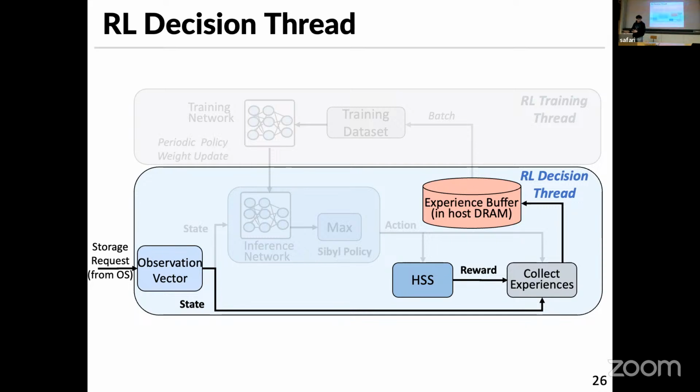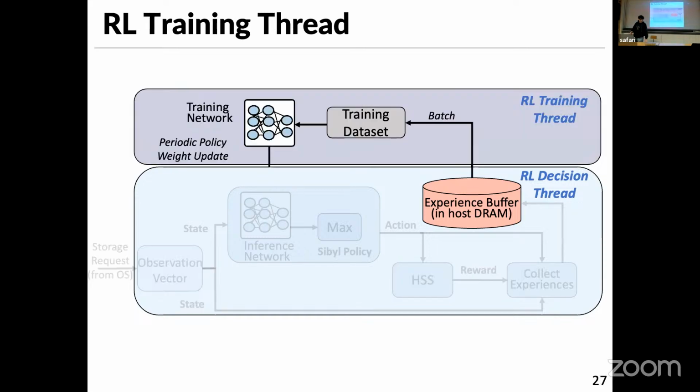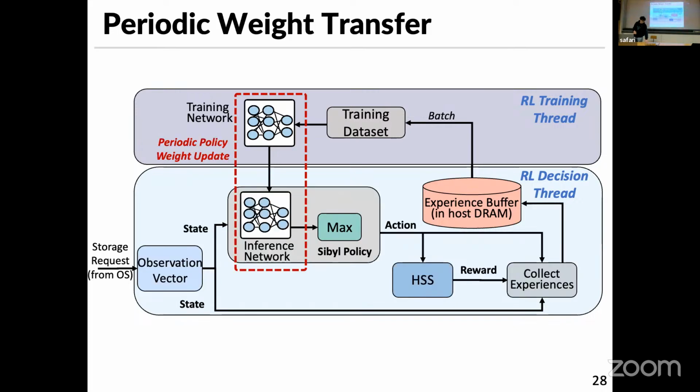Basically, the RL decision thread just stores the experience into the buffer for the RL training thread to asynchronously retrieve, and then how it looks inside of the RL training thread now. It takes a batch of the experience buffer, uses it as a training data set, and then performs gradient descent on the training network in order to do a periodic policy weight update in the end. Yes, and that happens every 1,000 page requests.